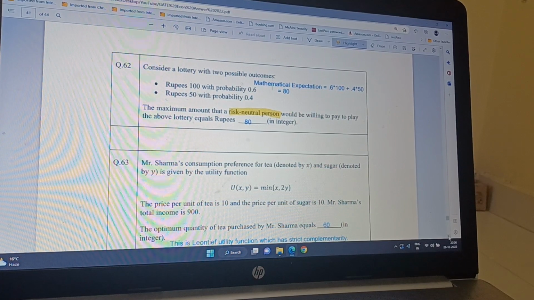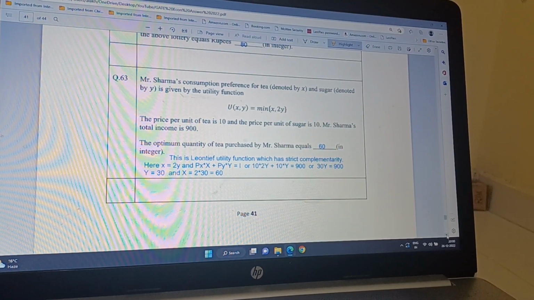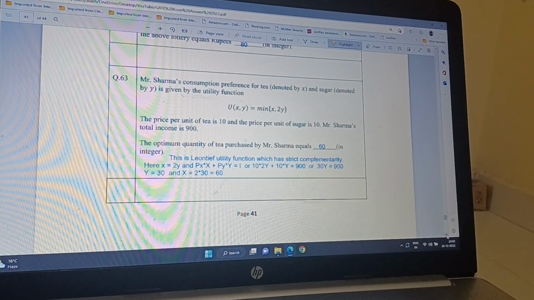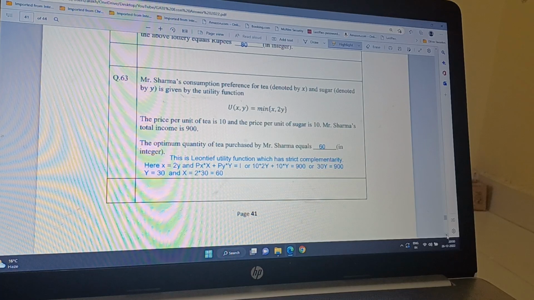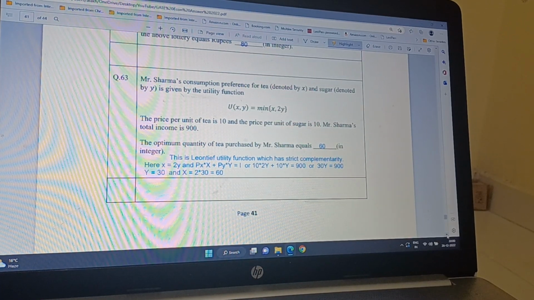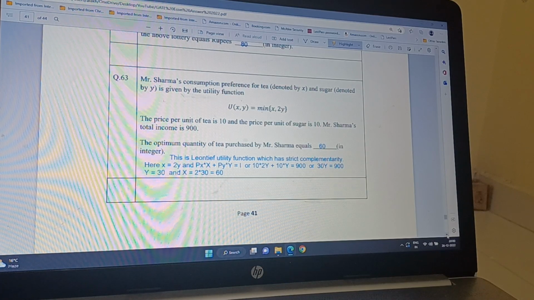Now question number 63. Mr. Sharma's consumption preference for tea, denoted by X, and sugar, denoted by Y, is given by the utility function U(x,y) = min(x, 2y). The price per unit of tea is 10 and the price per unit of sugar is 10. Mr. Sharma's total income is 900. The optimal quantity of tea purchased by Mr. Sharma equals? So how do we calculate this?